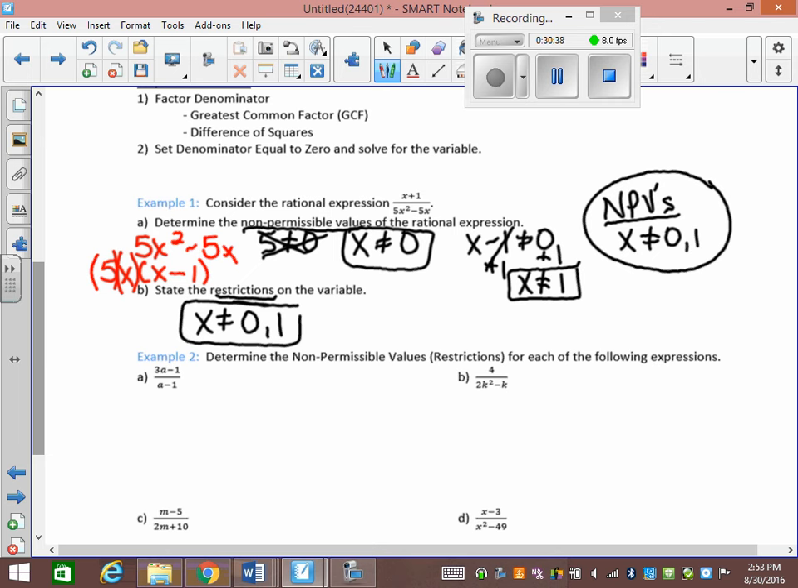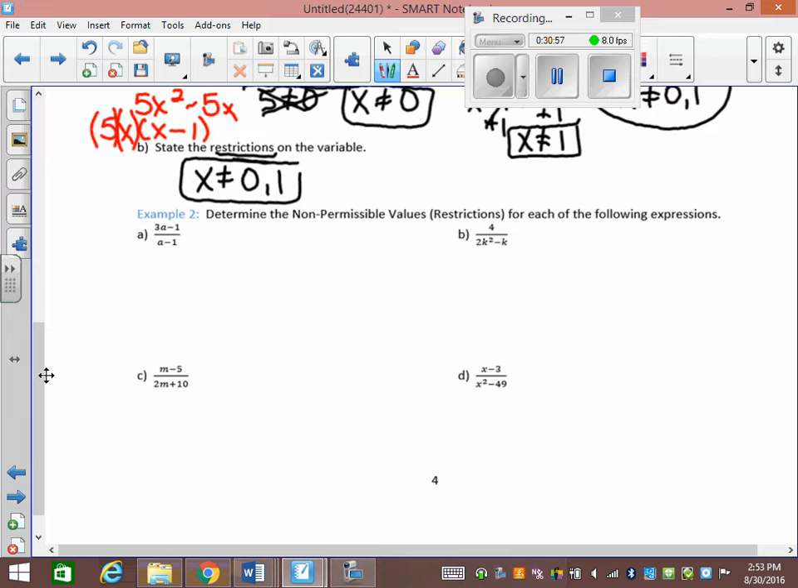Remember how in grade 10 and 11 they say roots or zeros or x-intercepts? Those are the same word. They all mean x-intercepts. Think of it the same in here. Non-permissible values and restrictions mean the same thing. They could just ask you either way. I don't know why, but they can.